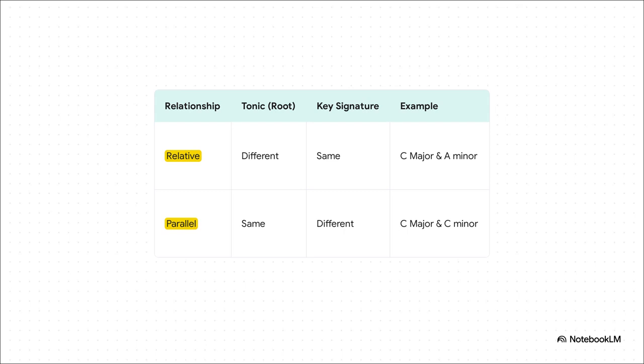Relative keys, like our C major and A minor example, share the exact same notes, the same key signature. They just have a different starting line. Parallel keys, on the other hand, like C major and C minor, share the same starting note, but their scales are made of different notes. It's a subtle difference in definition, but a huge difference in sound.